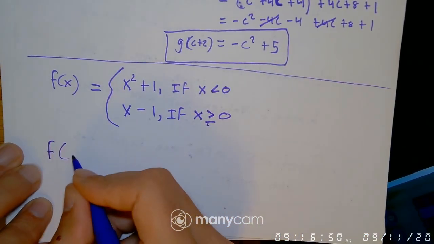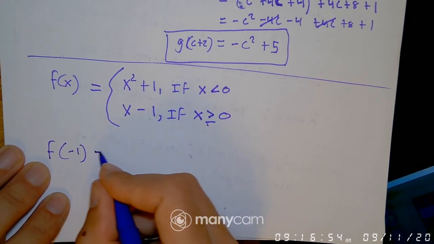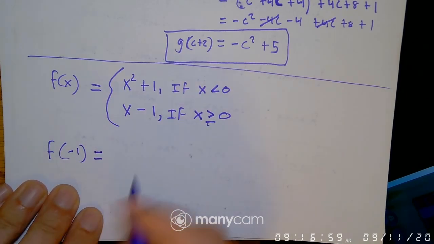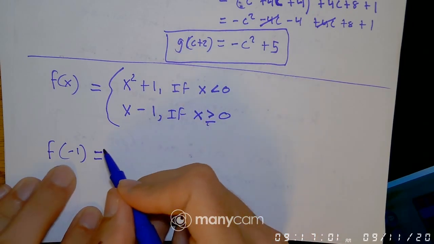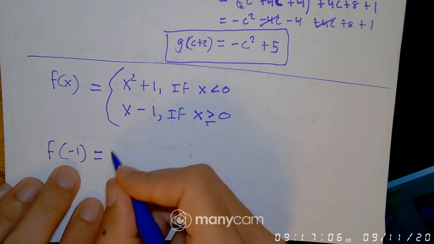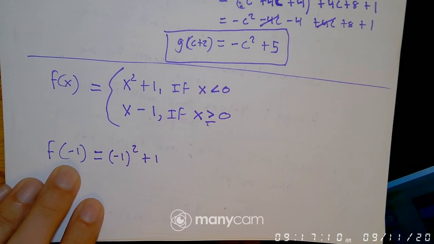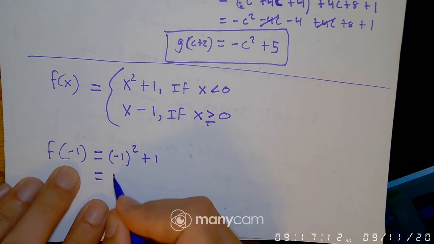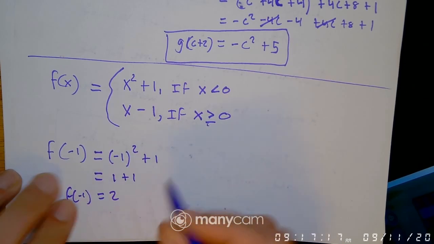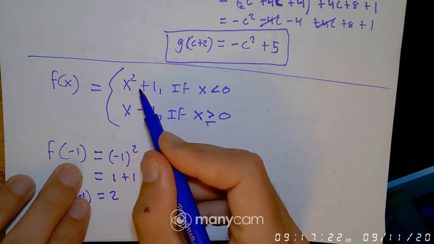So let's try a couple of different ones. So I'm going to have f of -1. Okay, so if I want to do f of -1, that's going to be -1 is less than 0, so I would use this equation, right? So I would go -1 squared plus 1, and then that would be 1 plus 1, which would be 2. Okay, did you guys see how it was less than 0? So I use this equation.